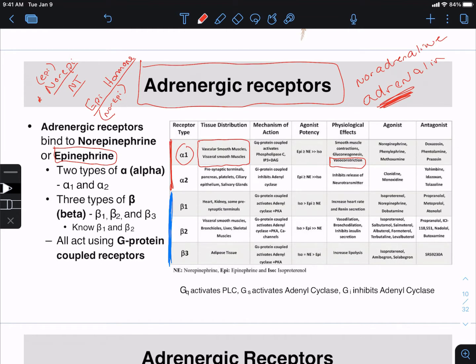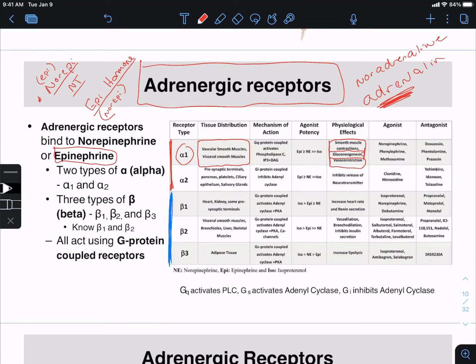Now you also should notice that it's also on visceral smooth muscle. Visceral simply means the organs. That's where the original word comes from. The viscera is usually the organs found in the abdominal cavity, and it includes things like the liver, which is actually where the gluconeogenesis comes into, and it includes other structures as well, and it will cause smooth muscle contraction.